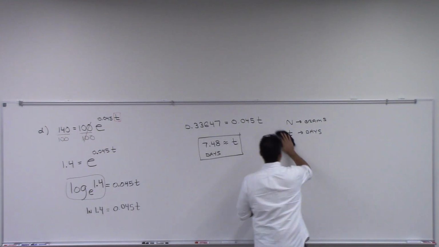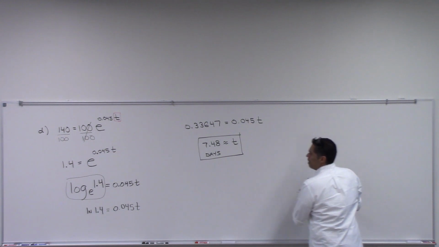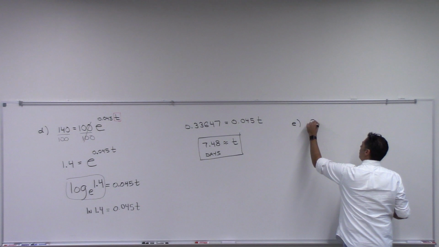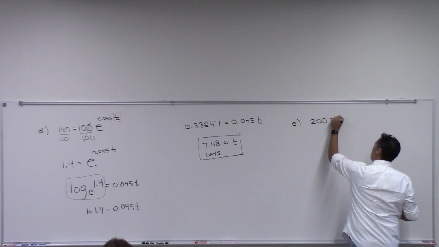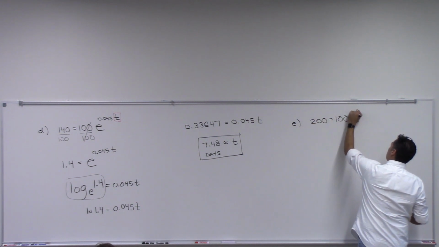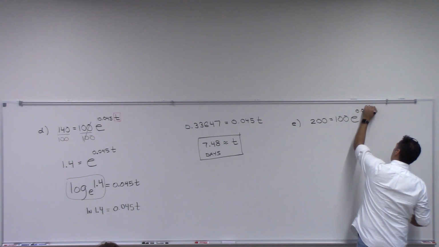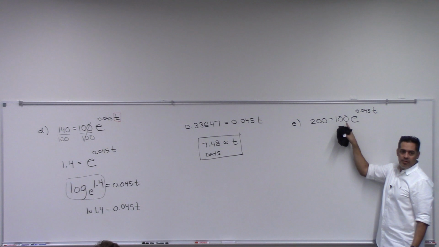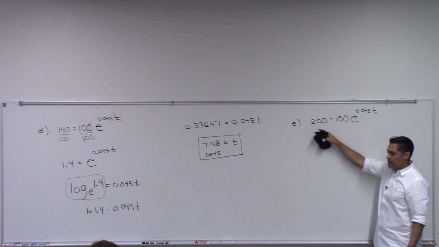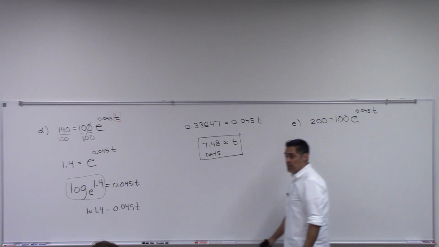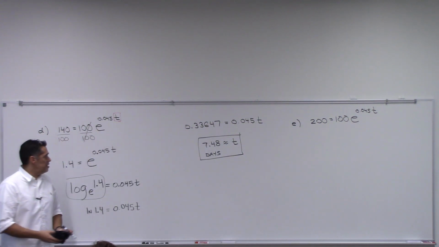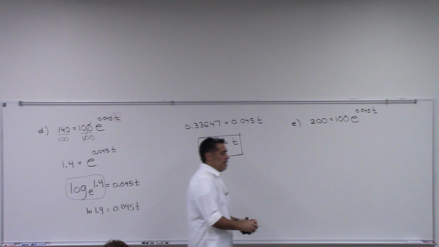So for part E, the doubling time, 200 equals 100 e to the 0.045t. So that is double the initial amount, right? The starting amount was 100, that's double it. If it asked for the tripling time, then I would have 300, right? So it just depends on what the question states. I'm going to follow the same method.